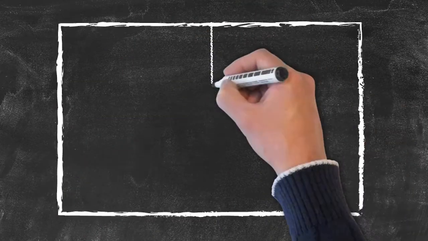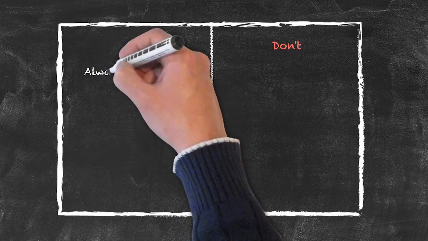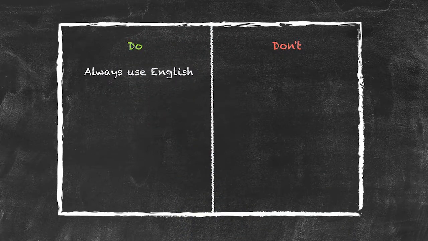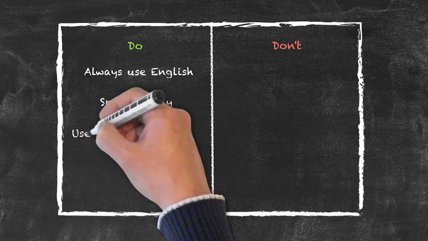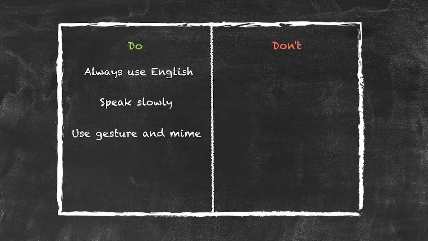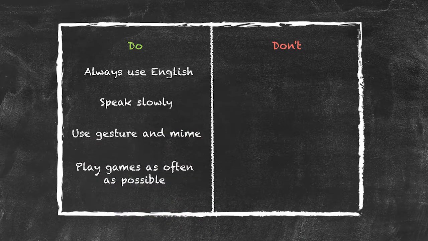So here are some general do's and don'ts for the teaching of young learners. Firstly, within your lessons you must always use English as the language of instruction. You need to speak slowly, and you need to reduce the amount of teacher talk time by using gesture and mime as often as possible. And finally, for the list of do's, do play games as often as possible. But bear in mind that the games that we're suggesting here are interactive, communicative games that have some educational purpose.